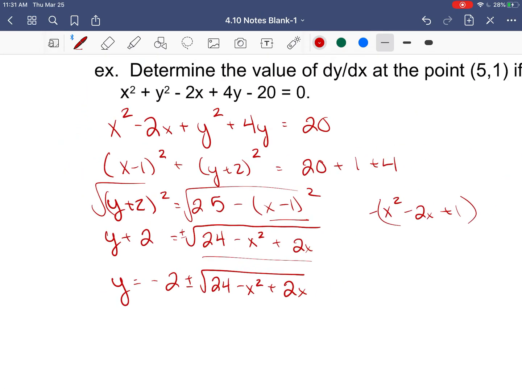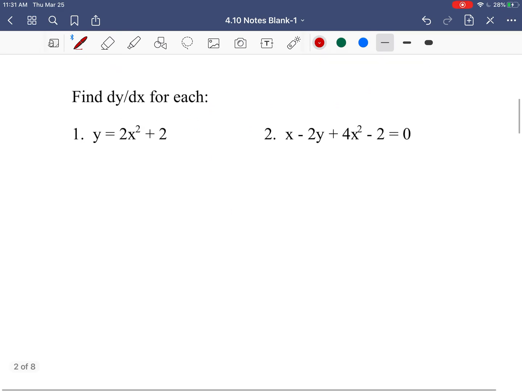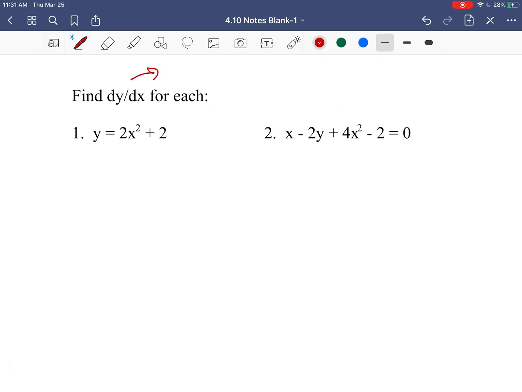We would then take the derivative of that, but we're not going to do that. Follow my thoughts. Find dy dx for each. dy dx is the derivative of y with respect to x. We can also call that y prime or f prime of x. It's just taking our derivative. We have to have y by itself.